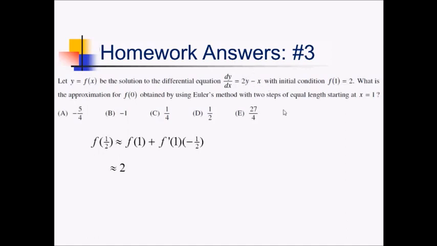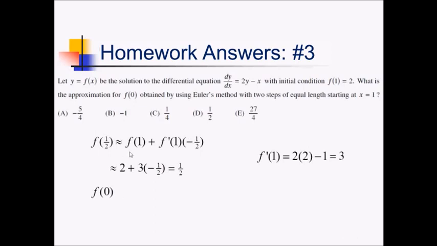So 2 times 2 minus 1 is going to give us 3 for f prime of 1. So I've got plus 3 times negative 1/2. Well, this is negative 3/2, which if I add that to 2 just gives me positive 1/2. All right, now I'm going to try to go all the way and do f of 0.